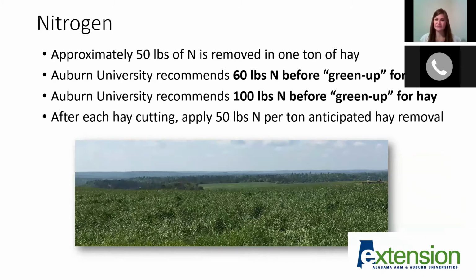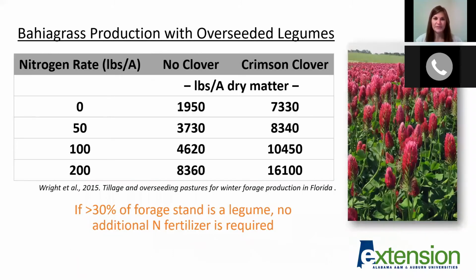Because again, for each ton of hay that you're removing, you're taking out about 50 pounds of nitrogen. So splitting that nitrogen application will help to ensure that you minimize your losses through leaching and that nitrogen is available to the plant. Another option to consider for a method of nitrogen fertilization is overseeding with legumes. Legumes can be a great source of nitrogen.